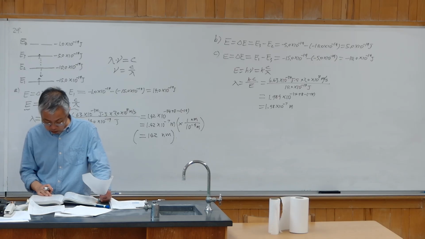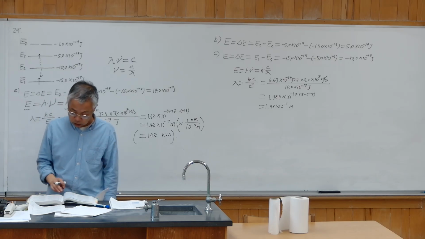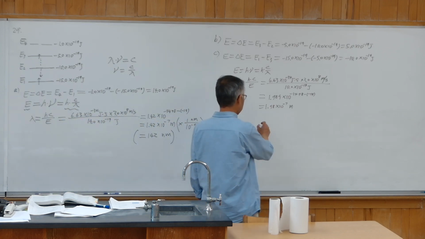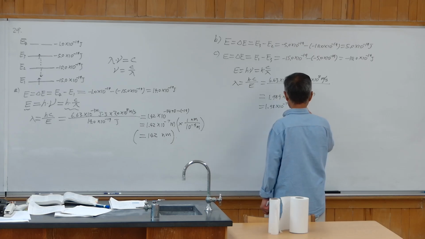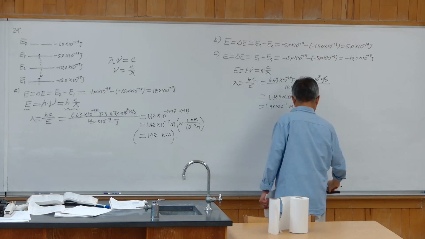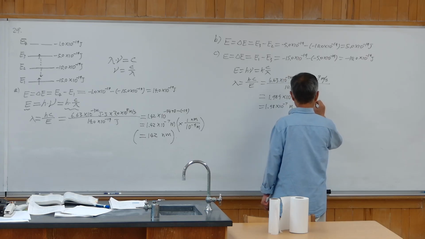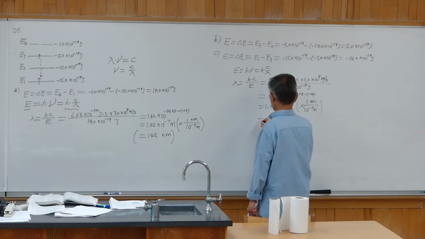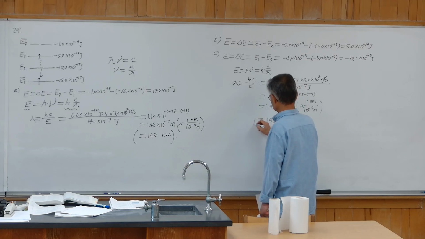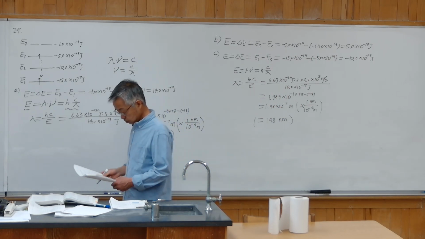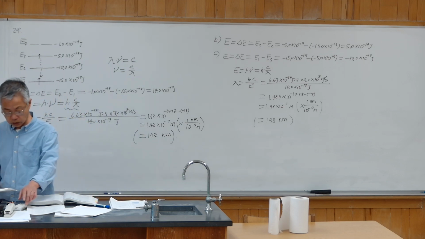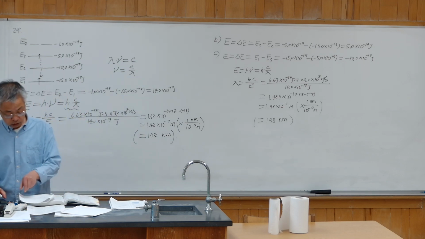Also, when you calculate wavelength, they may specify whether it must be in meter or nanometer. So you can keep this as your answer. If you want, you can convert it to nanometer. So 1 nanometer equals 10 to the negative 9 power meter. Then this will be 198 nanometer. You can keep it in meter or nanometer if you want. Only if I specify it must be nanometer, then you have to convert your answer to nanometer.